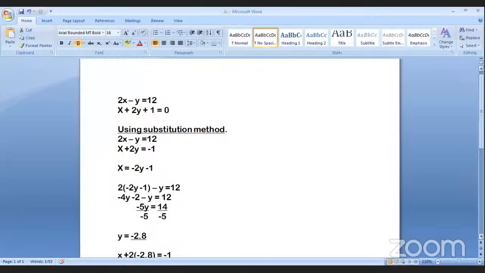The third one, I use substitution. So we first take this one this way in order to make the simultaneous equation easier to work out, and it becomes x plus 2y equals negative 1. So in this case, using this second equation, make x the subject, and it becomes, we take 2y to the other side, and it becomes negative 2y minus 1.